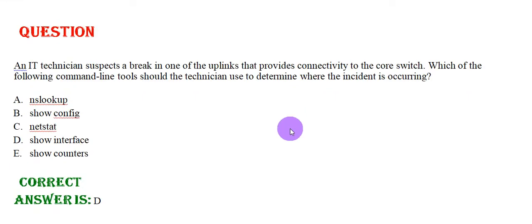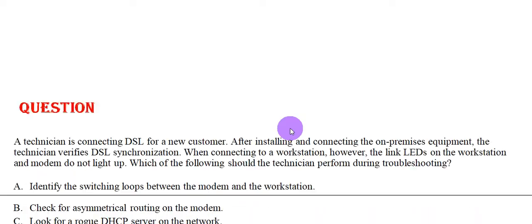An IT technician suspects a break in one of the uplinks that provides connectivity to the core switch. Which of the following command line tools should the technician use to determine where the incident is occurring? Option A, NSLOOKUP. Option B, SHOW CONFIGURATION. Option C, NETSTAT. Option D, SHOW INTERFACE. And option E, SHOW COUNTER. The correct answer is option D.